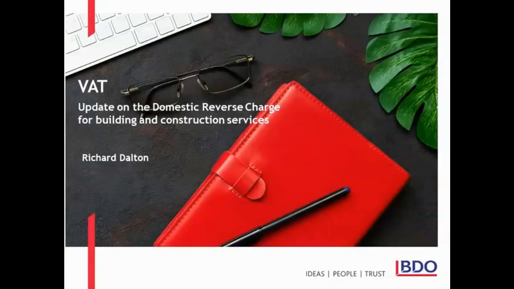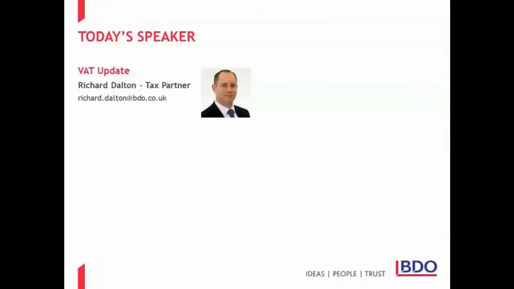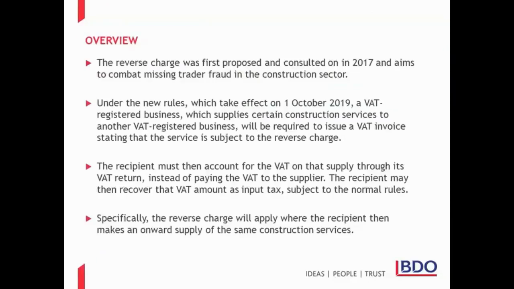We will focus on the forthcoming introduction of the VAT Domestic Reverse Charge for Buildings and Construction Services, often referred to by the acronym DRC. As many of you will be aware, the change was first proposed in 2017, and following consultation with various industry bodies and the publication of draft legislation and guidance, the DRC is scheduled to be introduced with effect from the 1st of October 2019. It will represent a significant change to the way in which VAT is accounted for on supplies of certain types of construction services to VAT-registered businesses.